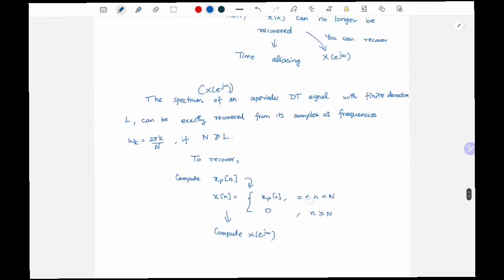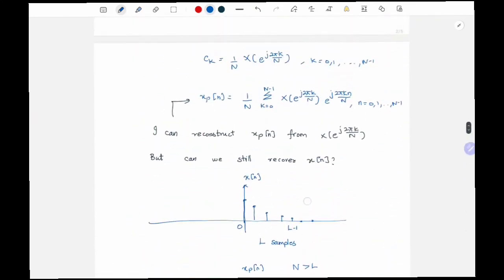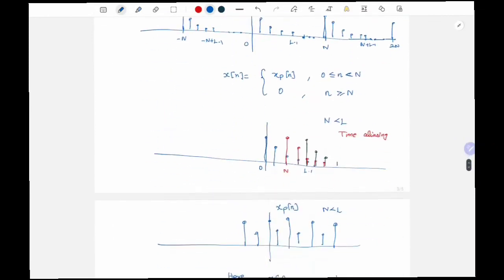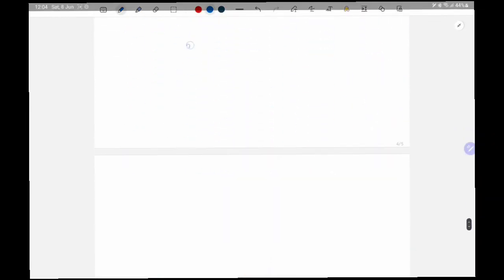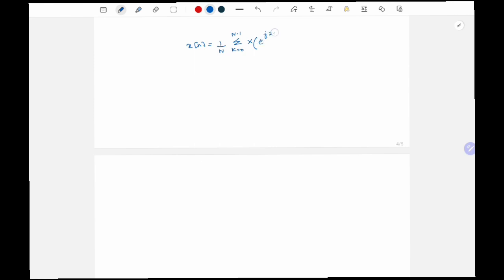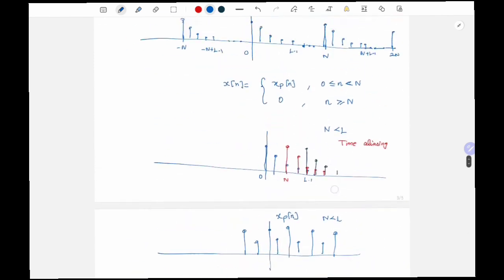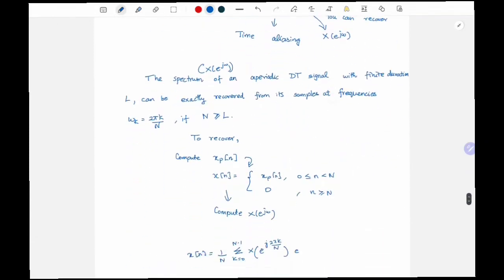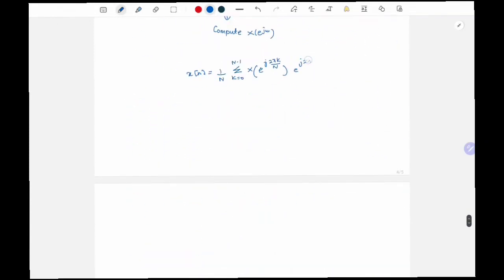So first xp of n we got, right? So from this x of n also we can get. So x of n is nothing but 1 by N summation k equal to 0 to N minus 1 X of e power j 2 pi k by N into e power plus j 2 pi k n by N, and this is for 0 less than or equal to n less than or equal to N minus 1.